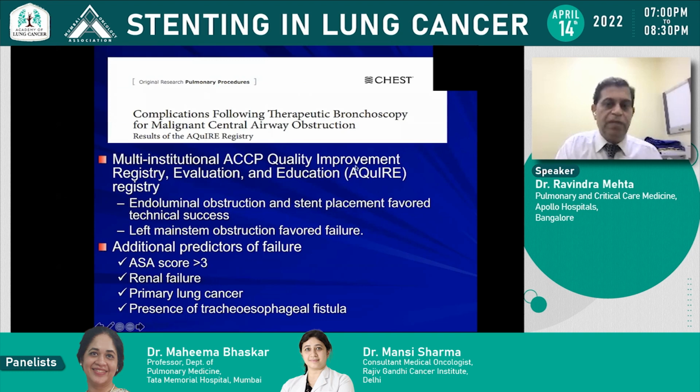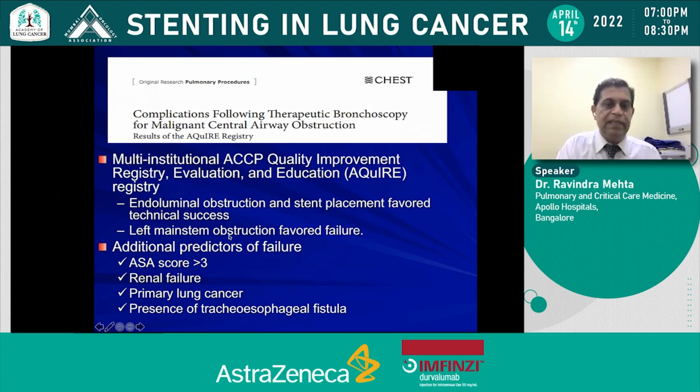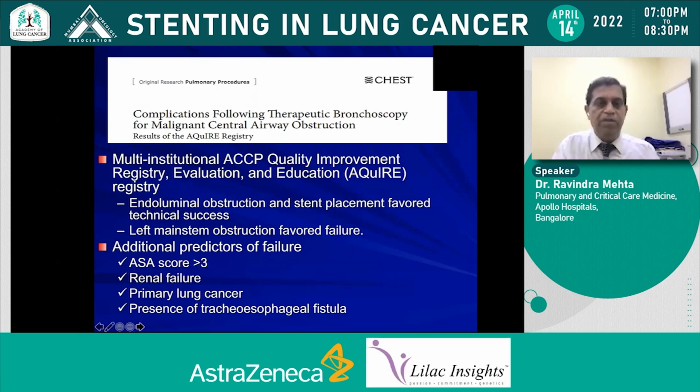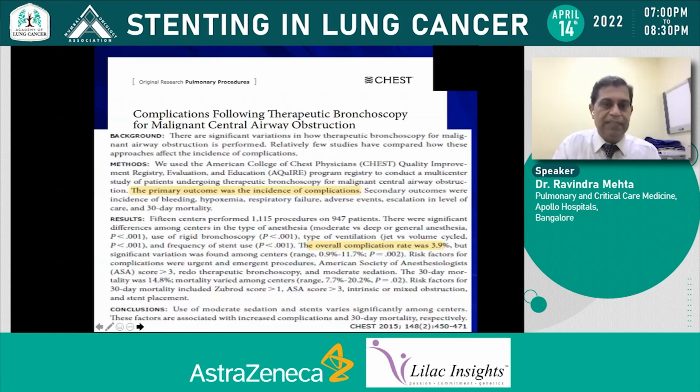Complications: there are more papers out there, including a registry which came out recently in Chest. By and large, endoluminal obstruction and stent placement favored technical success, like our cases, and they also did not like the left main lesions, albeit we showed you a good one in our lecture. Additional predictors of failure are patients who are sick, renal failure, primary lung cancer, very interestingly, and T fistula. Nevertheless, this is one observational series. There are anecdotal and other observations which may or may not totally agree with this.